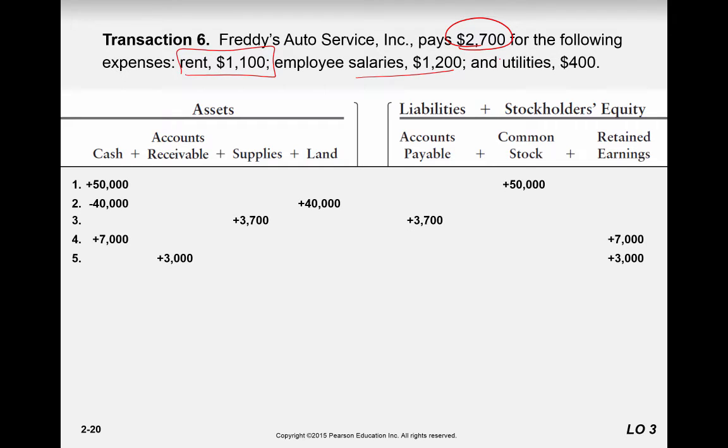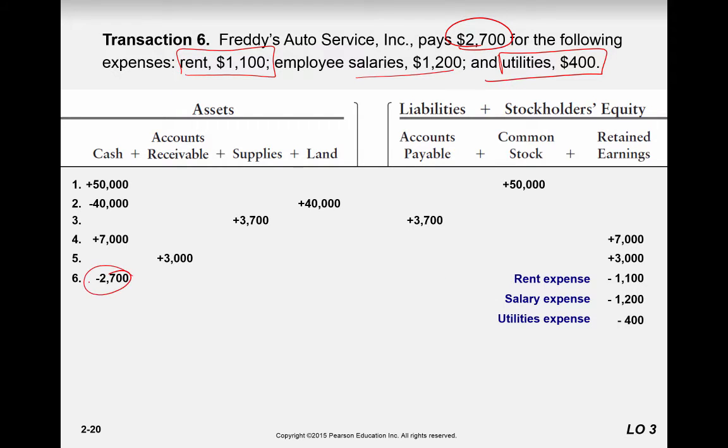Now we pay $2,700 for expenses, where in that $2,700 we pay rent of $1,100, we owe our employees $1,200, and utilities for $400. So in this case, the full $2,700 comes out of cash, we paid it, and now you see we record it into 3 separate accounts: rent expense, salary expense, and utilities. Very typical. Either way, it's an expense, which is part of our income statement and reduces our retained earnings.